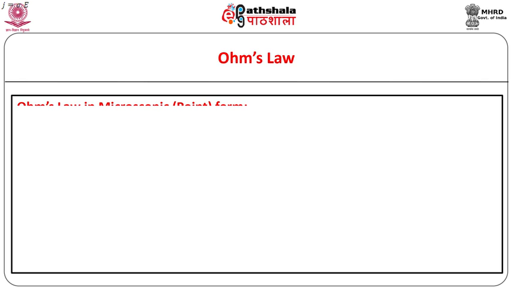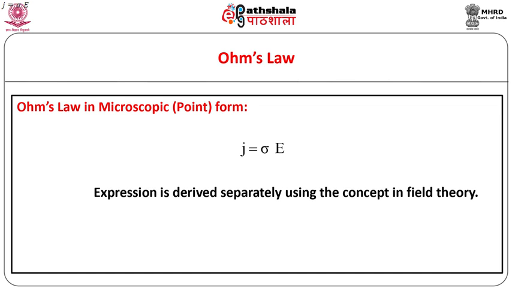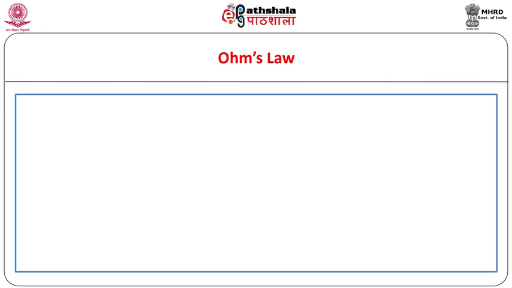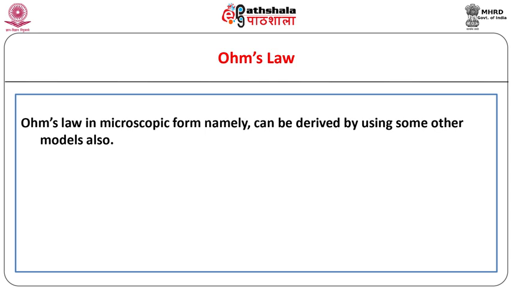From the expression for resistance, we understand that resistance of a resistor is directly proportional to its length and inversely proportional to the area of cross section. This is the result familiar to us. It may be noted that the result J equal to sigma E is derived separately using the concepts of field theory. Ohm's law in microscopic form, namely J equal to sigma E, can be derived by using some other models also.